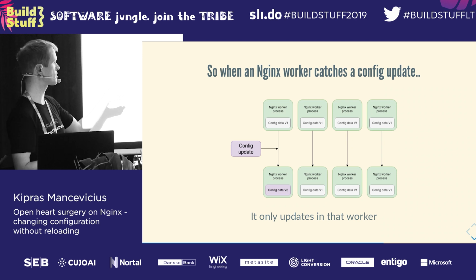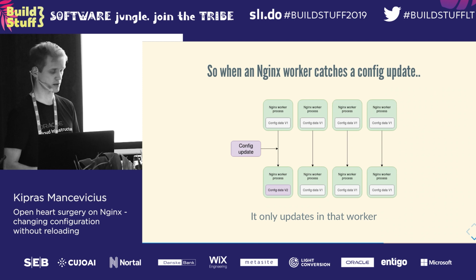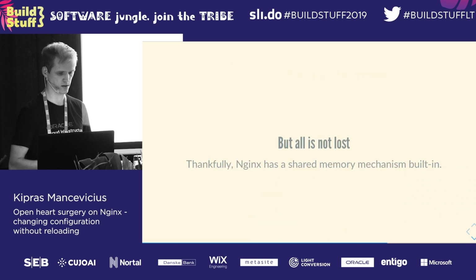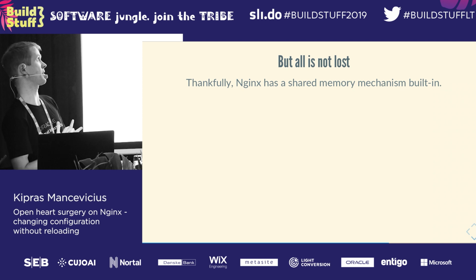So now it's only there, right? But requests come in through all of them. So that's not good, because now you'll have requests coming in, and 1/4 of them will be with the new configs, and the rest of them will be with the old configs. That's not good. But thankfully, Nginx has a shared memory mechanism.